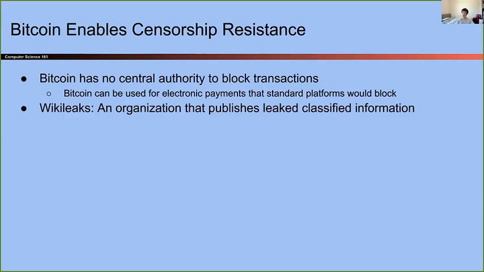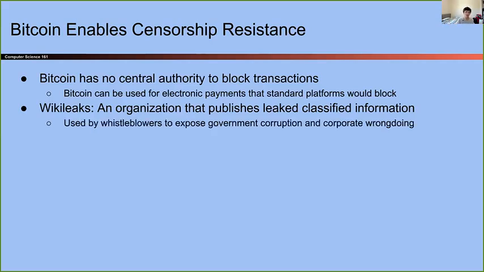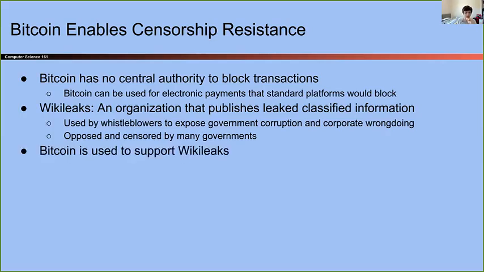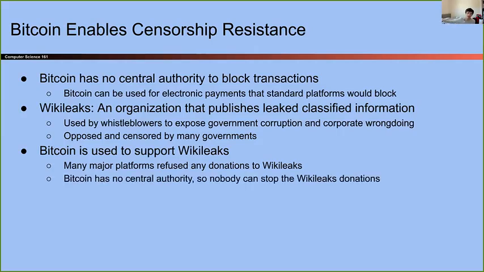WikiLeaks, which is an organization that publishes classified information, is used by whistleblowers to expose governments and corporations and whatnot. They tend to be censored by governments because governments don't want their secrets being released. I'm not sure, but you can use Bitcoin to support WikiLeaks because most payment companies won't pay WikiLeaks, since the government is opposed to them, and financial institutions don't want to support institutions that the government opposes. So Bitcoin is the only platform that you can use to pay WikiLeaks because it has no central authority.